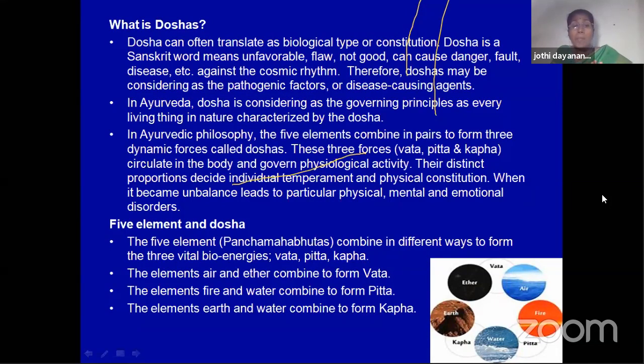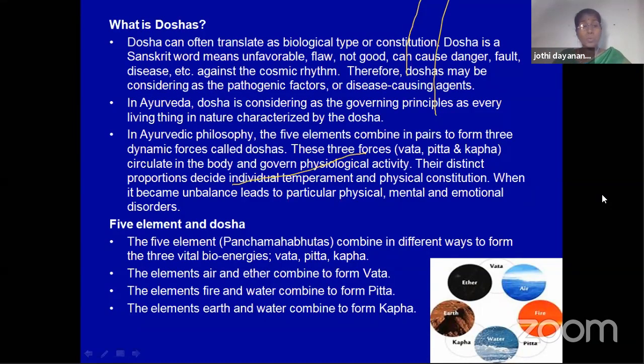When something is unbalanced, always keep it in your mind, it leads to particular physical, mental, emotional disorder. So anything, even if you take your amritam, if that exceeds, it leads to poison. So there is a very good proverb which speaks about that.